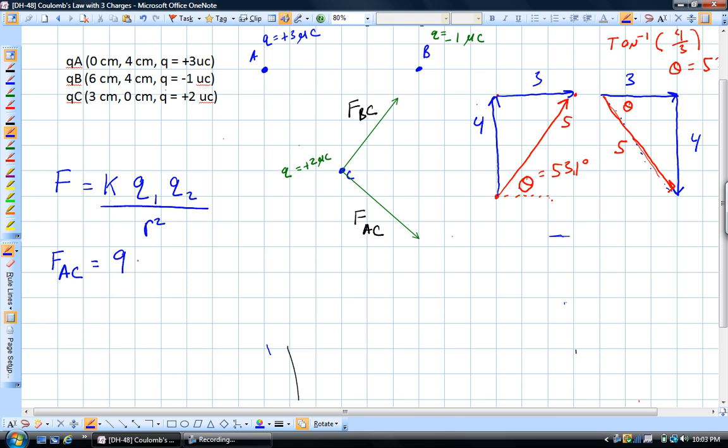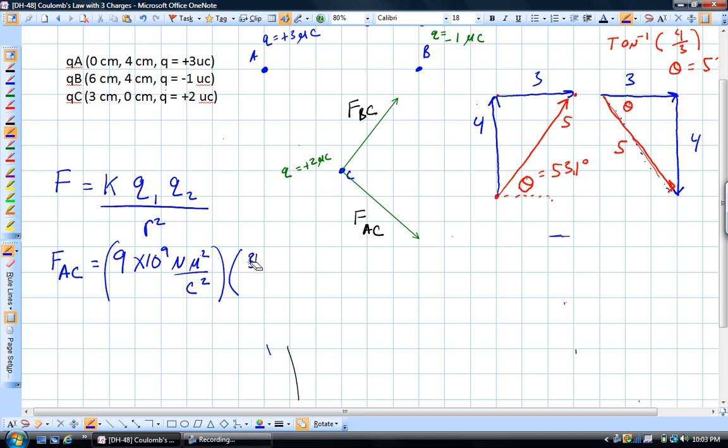Let's not be too concerned with the sign. K is about 9 times 10 to the 9th newtons meters squared per coulomb squared. Remember, if you want to get a force, the bottom is coulomb squared to cancel out with the charge squared, and the meter squared cancels out with the distance squared, which gives you just newtons, which is what you want. You want a force. So that's going to be the K. Q1, or QA I should say, is going to be 3.